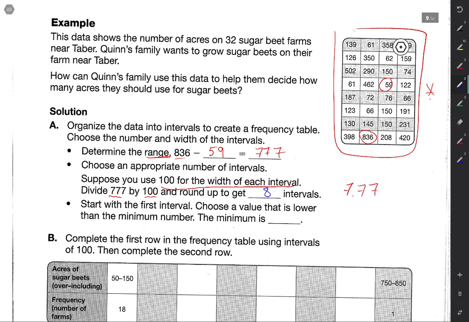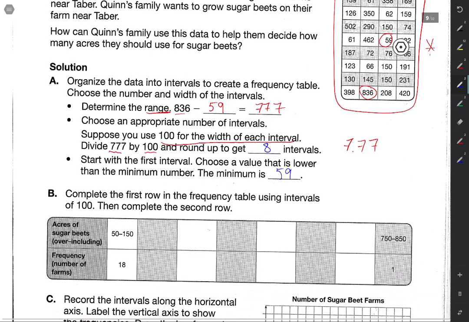So let's start with the first interval. We need to choose a value that is lower than the minimum number. And remember, the minimum number is 59. That's the smallest number on our chart there. So we need to start our first interval with a number just below 59. So they give us that number here, 50. That's the one they chose. And we decided that we were going to do intervals of 100. So that's why they did 50 to 150, because that is a 100 interval.